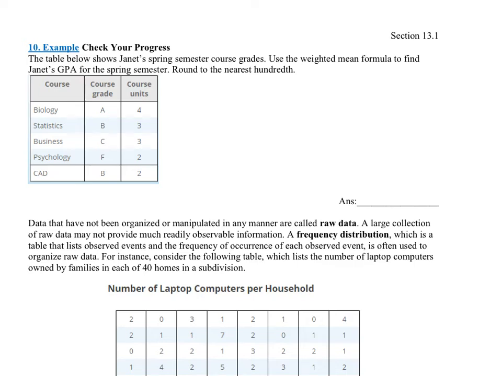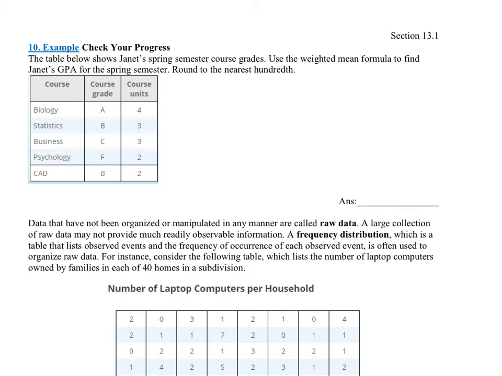Let's give this GPA sample or example another shot. It says this student took biology, got an A, which was 4 units, statistics a B, which was 3 units, business a C, which was 3 units, psychology an F, which was 2 units, and CAD a B, which was 2 units. So they want to know what was this student's GPA.